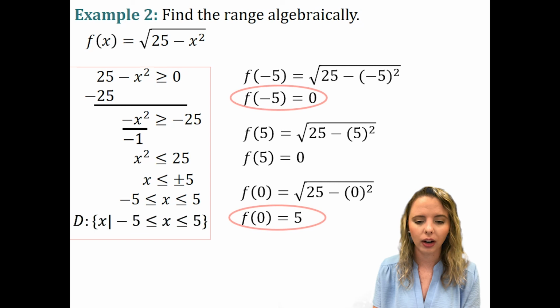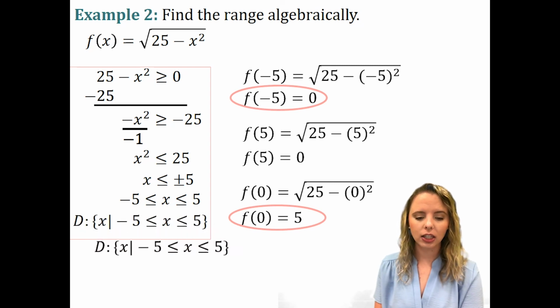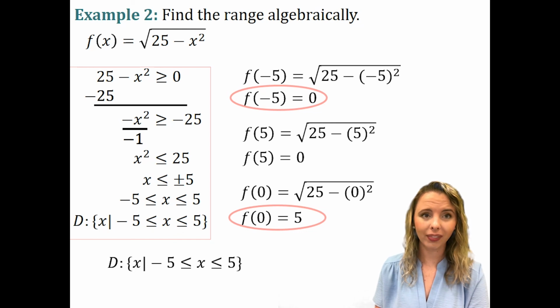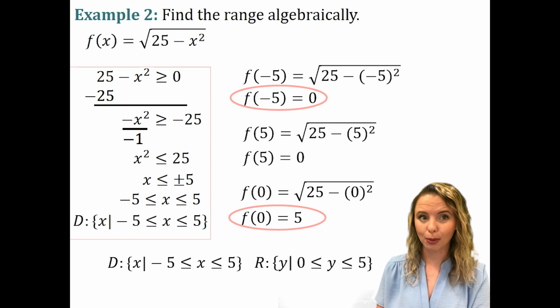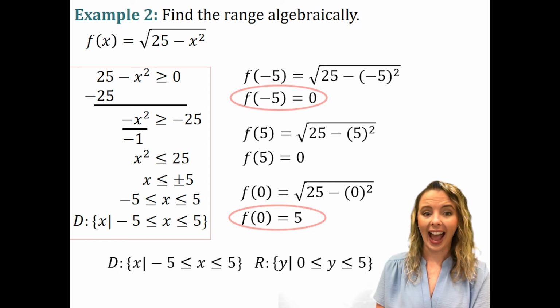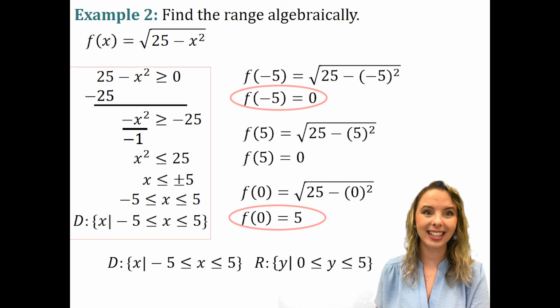So therefore, we have 0 and 5 as our range values, and so we know our domain is where x is between negative 5 and 5. So now we know our range is in between 0 and 5. And that is how you find domain and range algebraically. We're going to continue diving into functions in the next several videos, so I hope to see you next time.